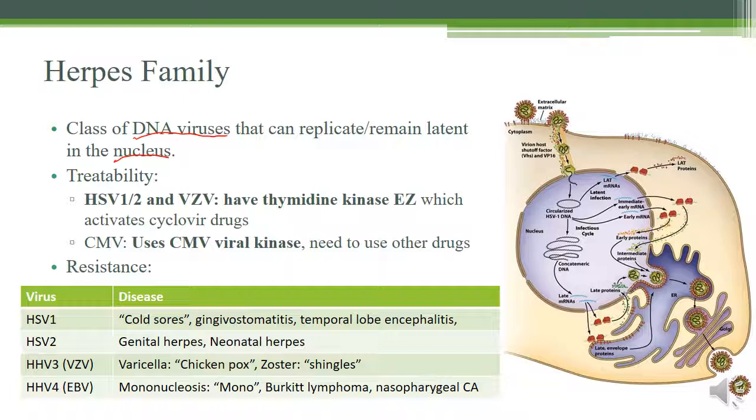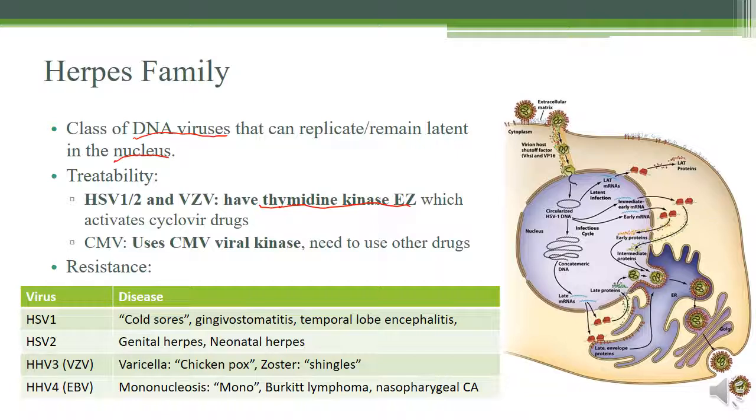The treatability of the herpes virus varies by each group. We have HSV 1 and 2 and the varicella zoster virus. They have enzymes called thymidine kinase enzymes, and this activates the Acyclovir drugs. We need this enzyme to be inside of the virus. It's specific for this virus in order for these drugs to work.